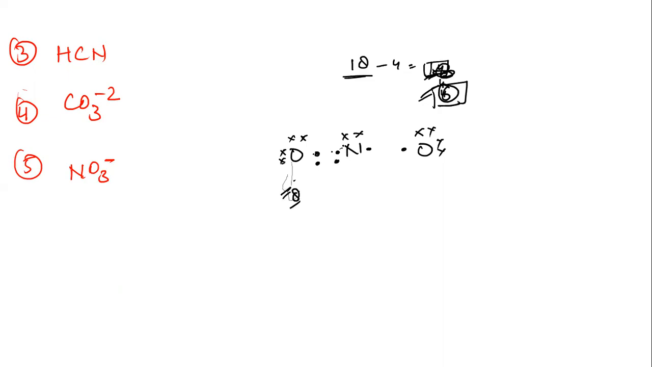For nitrogen, 1, 2, 3, 4, 5, 6, 7, 8, complete. What about this one? 1, 2, 3, 4, 5, 6. If you put two more, it will work. We have 18 total, right? Counting 1 to 16, and putting two more makes 18.